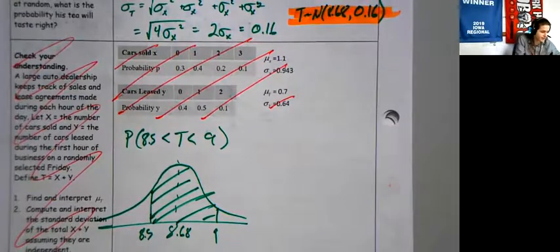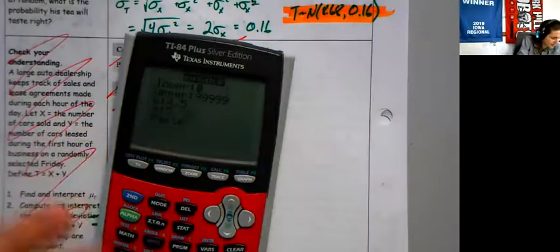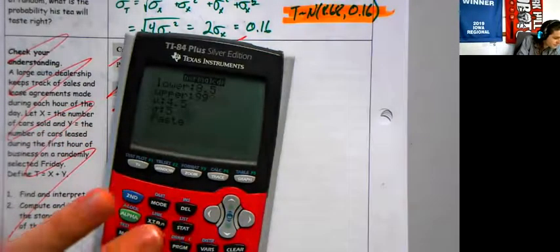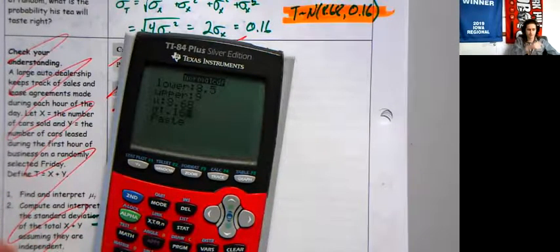Looks great. Second distribution, get your VARs menu, norm CDF, lower bound 8.5, upper bound 9. What do we got? 8.68 and 0.16. If you're not doing these in your calculator, I think you're making a mistake.